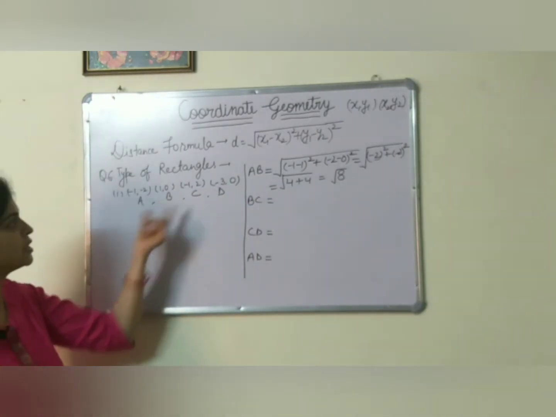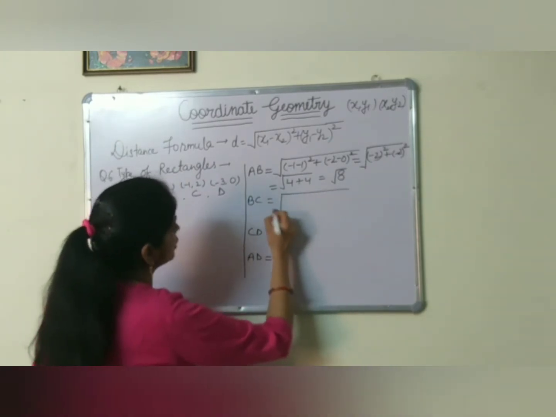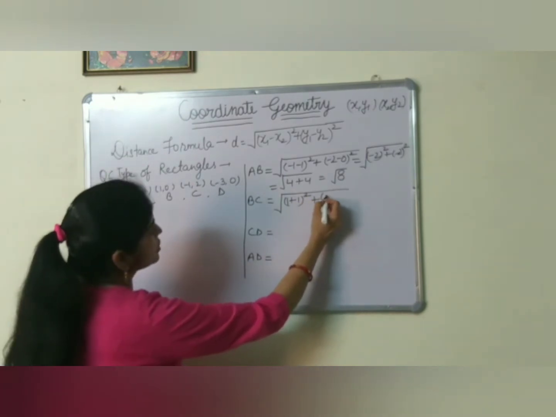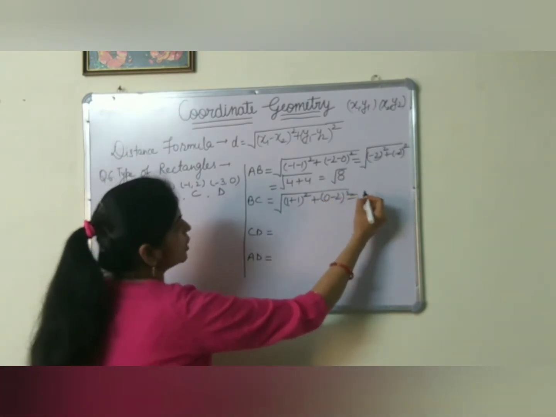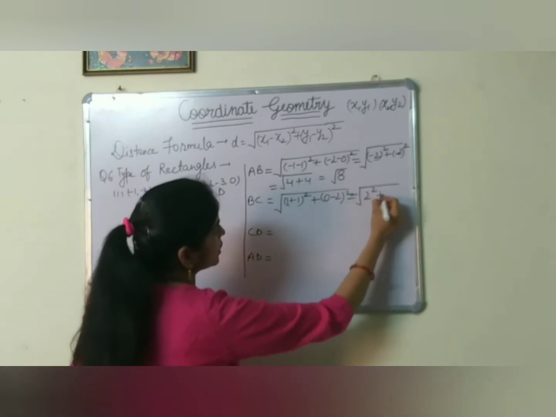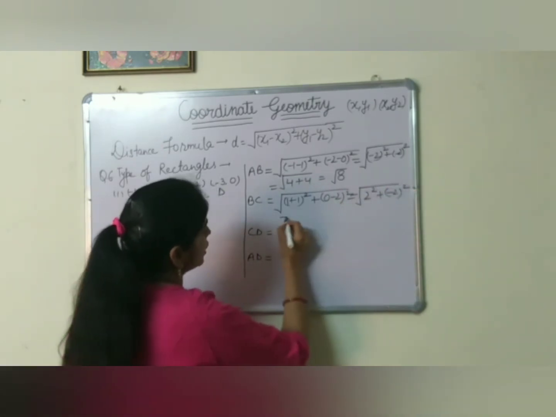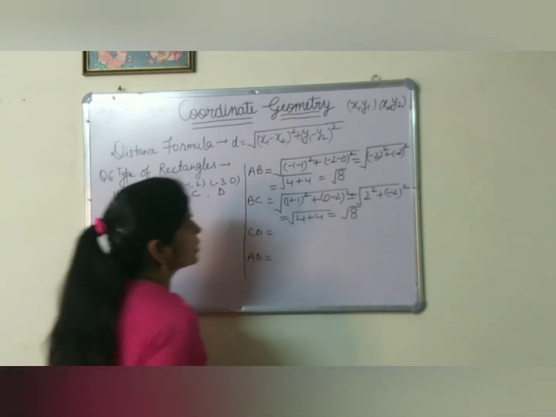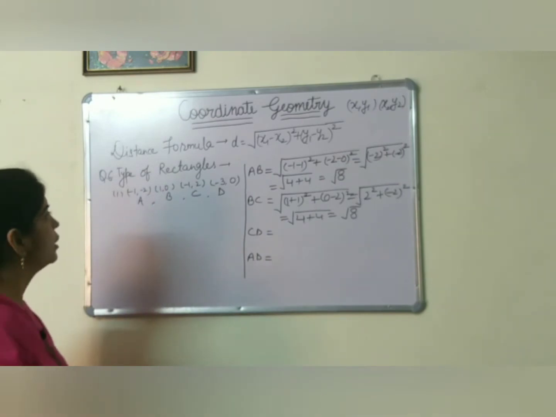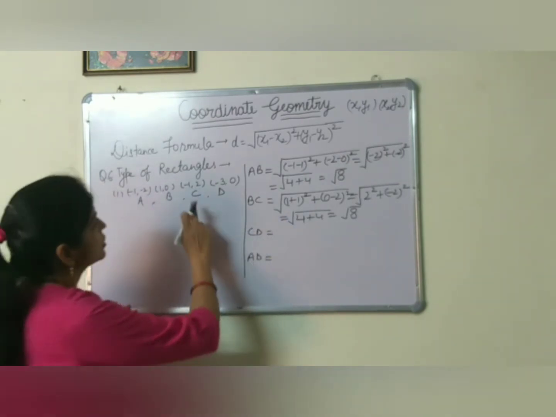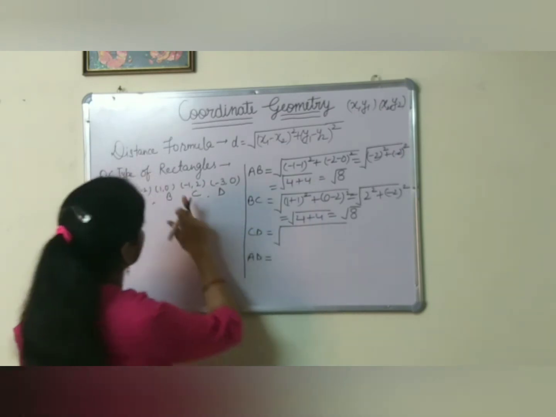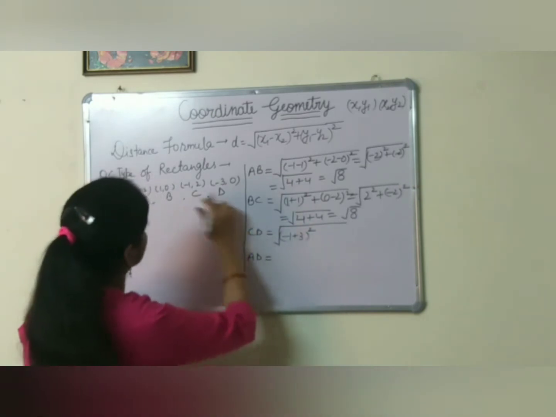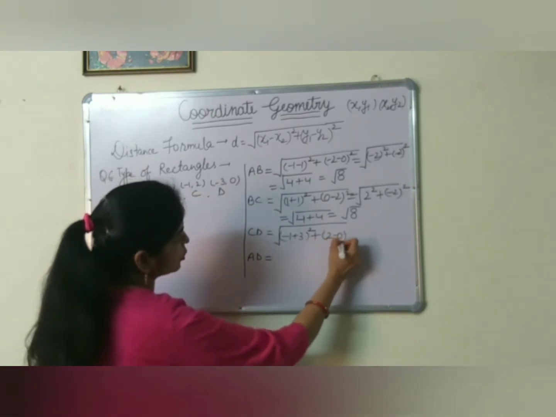The second side is BC. The same formula we are using, x1 minus x2 whole square, it means 1 plus 1 whole square plus 0 minus 2 whole square. It is equal to 2 square plus minus 2 whole square, and it is equal to 4 plus 4 and under root 8. The second side is also under root 8, and third is CD. CD is under root of x1 minus x2 whole square, minus 1 plus 3 whole square and 2 minus 0 whole square.